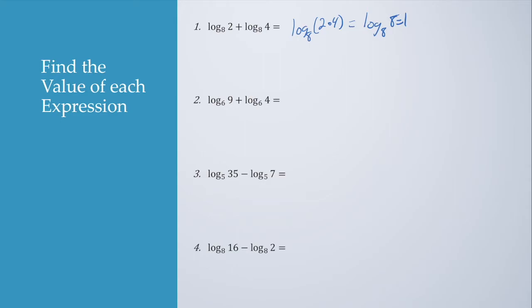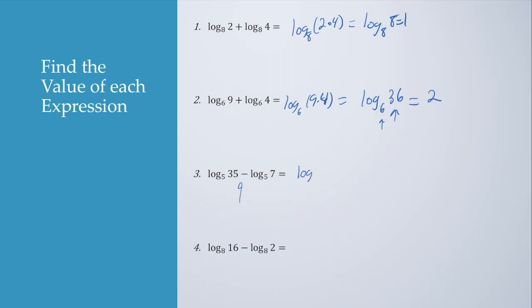I have log base 6 of 9 plus log base 6 of 4. So I've got log base 6 of 9 times 4. That's log base 6, 9 times 4 is 36. Log base 6 of 36, well, what power do I raise 6 to make it look like 36? That's 2. Now that I'm subtracting, I'm going to take a difference.